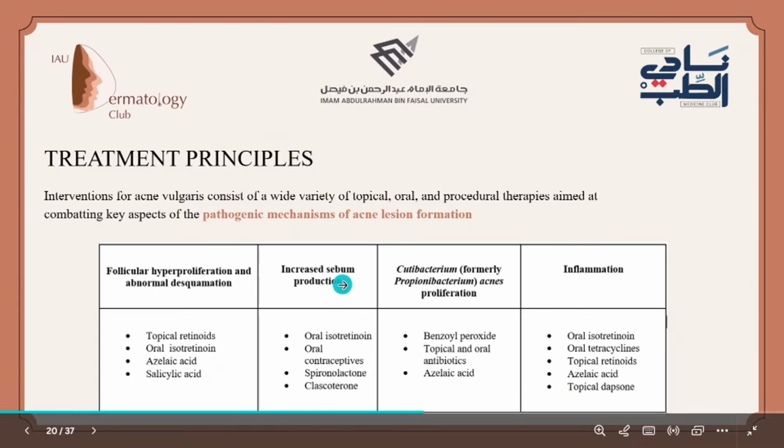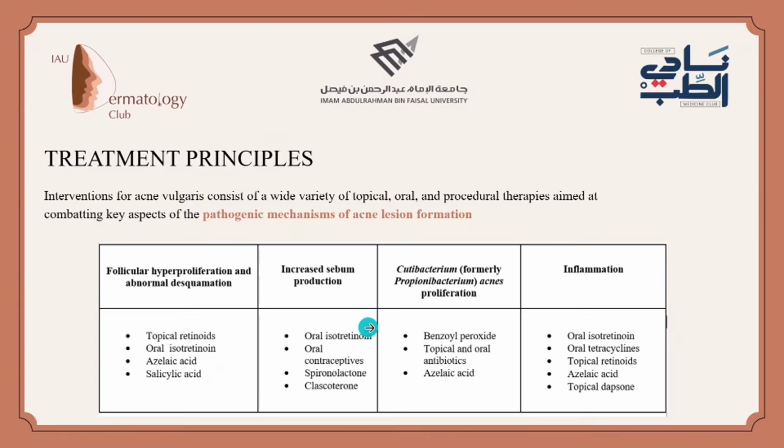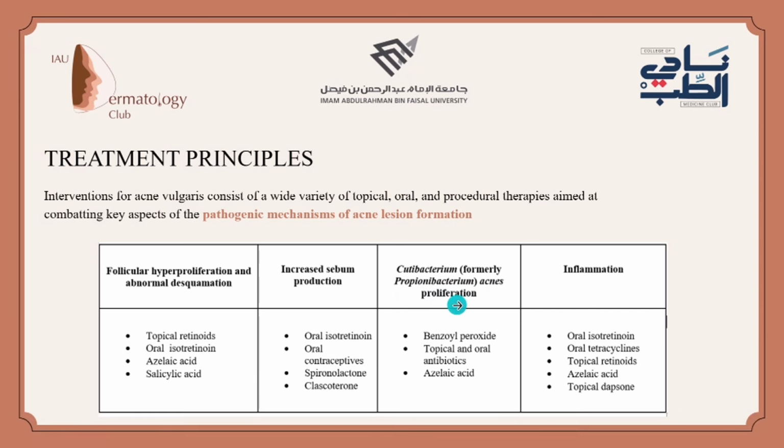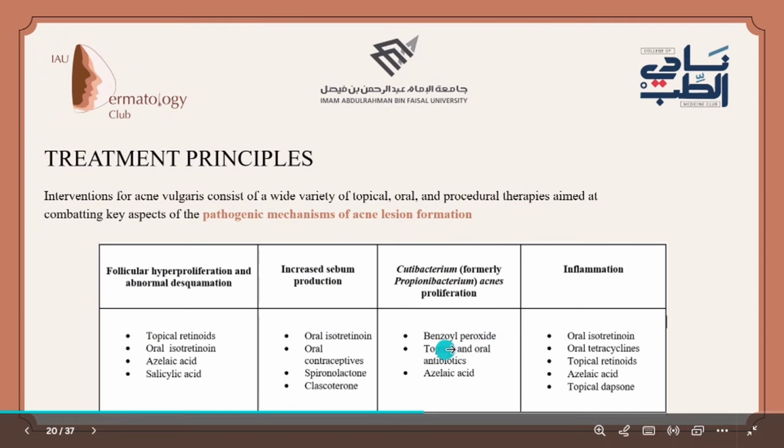For increased sebum production, we would use oral isotretinoin and oral contraceptives, spironolactone. For Propionibacterium acnes, which is a type of bacteria, we would use benzoyl peroxide, topical and oral antibiotics, azelaic acid. For inflammation, we would use oral isotretinoin, oral tetracyclines, topical retinoids, azelaic acid, and topical dapsone.